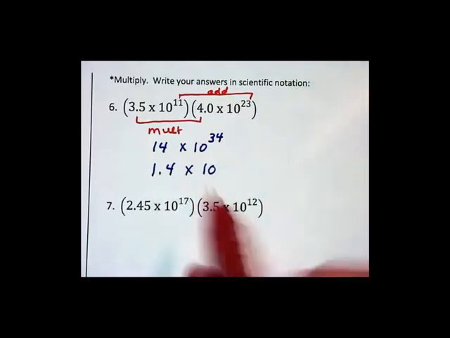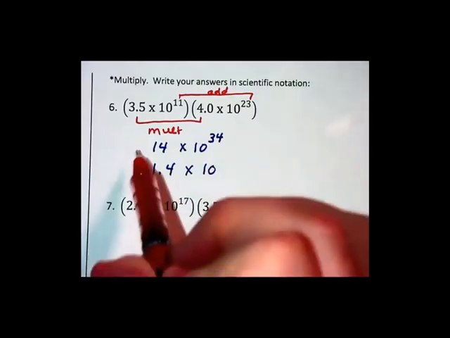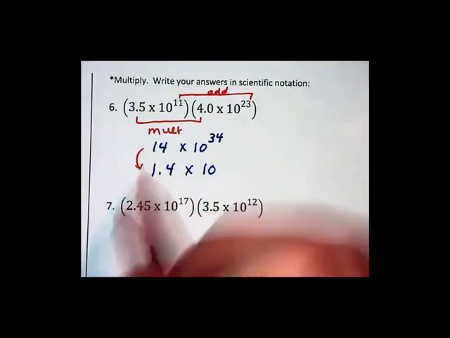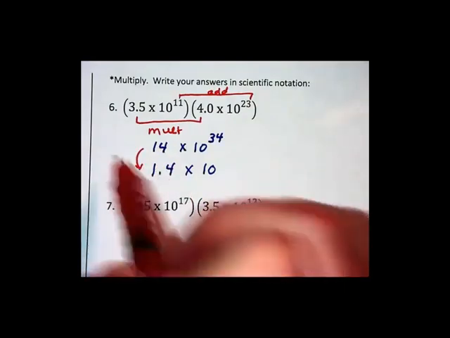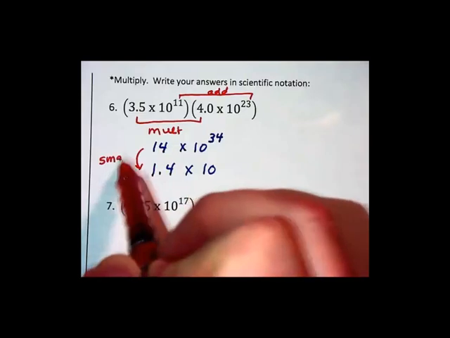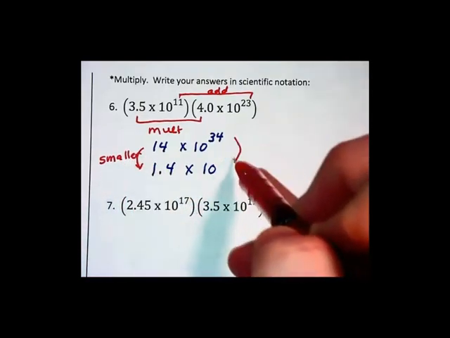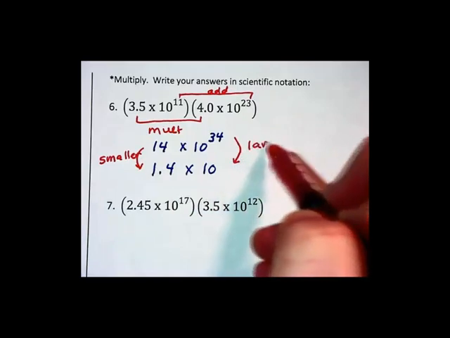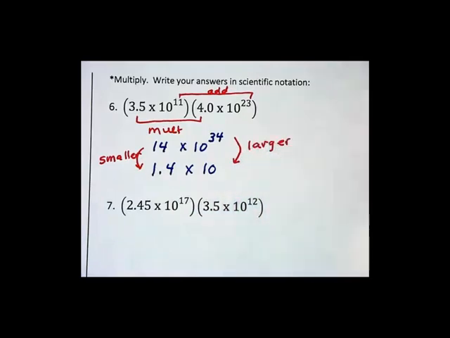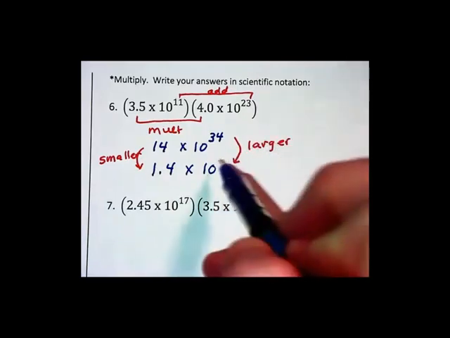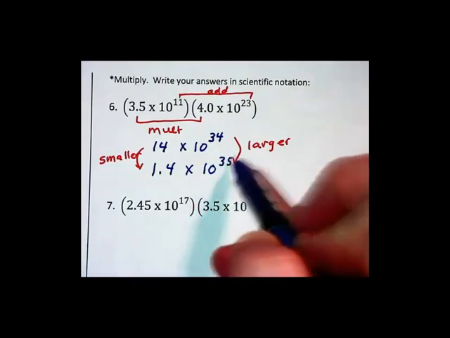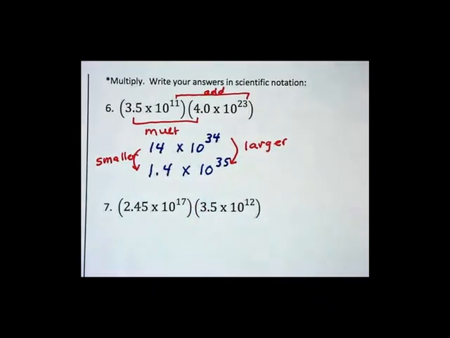Now, in figuring out what this power is, we've really divided by 10 to go from 14 to 1.4. We made this smaller. So if we divided by 10, we actually have to multiply in by another 10, making this one larger at the right, and so that 34 is going to turn into a 35. And that now is in scientific notation as opposed to the line above.